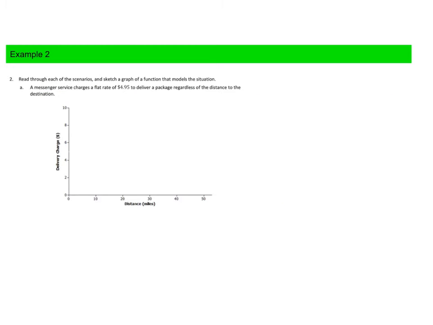All right, for example 2, it says that we need to read through these scenarios and then sketch a graph to model the situation. So it says a messenger service charges a flat rate of $4.95 to deliver a package regardless of the distance. So they're just going to be charging this flat rate. That means it's not increasing or decreasing, it stays steady. So they're charging $4.95. It's going to be probably right about here. And so I'm just going to draw a straight line, as straight as I can make it. And that's going to represent my graph here. It's a flat rate. There's not an increase or a decrease. Moving on to part B.